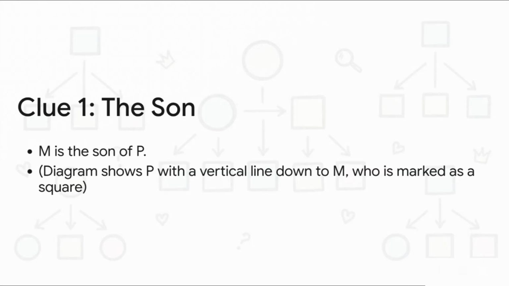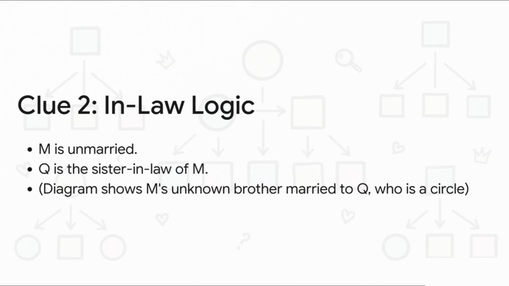All right, first piece of the puzzle. M is the son of P. So we draw P, then a vertical line down to M, and since M is a son, he gets a square. See? One down. Okay, this next part is where the real detective work begins. The clues say M is unmarried, right? But then it says he has a sister-in-law, Q. How's that possible? Well, she has to be his brother's wife.